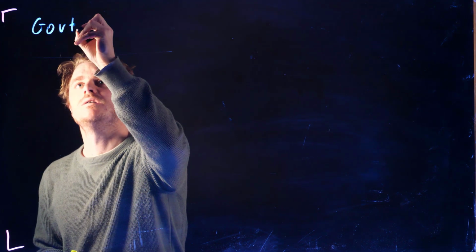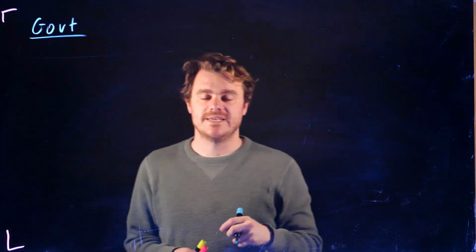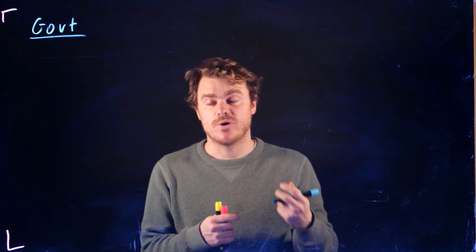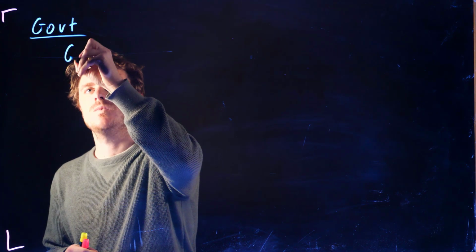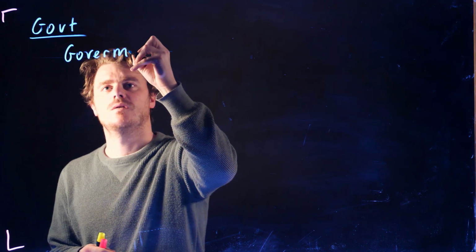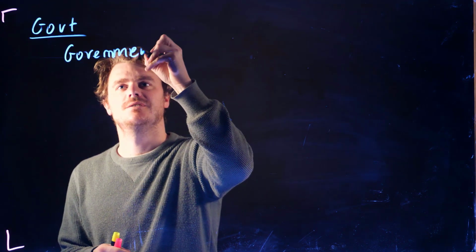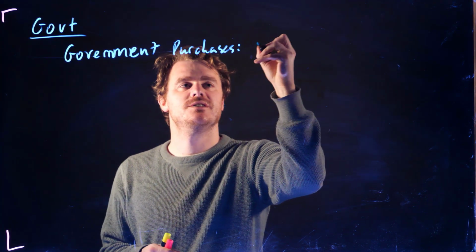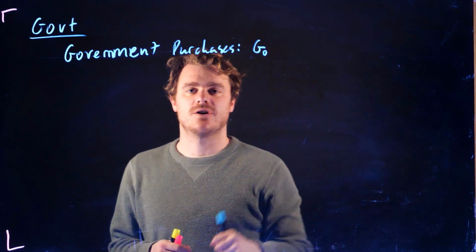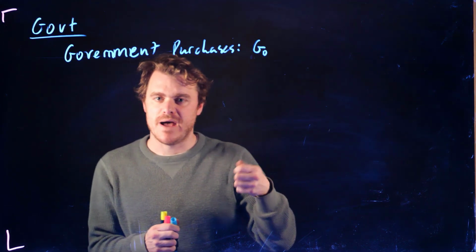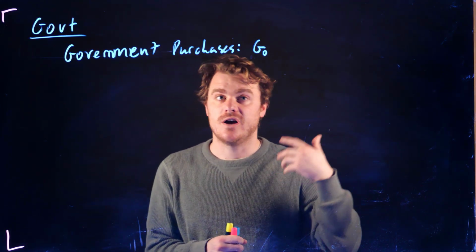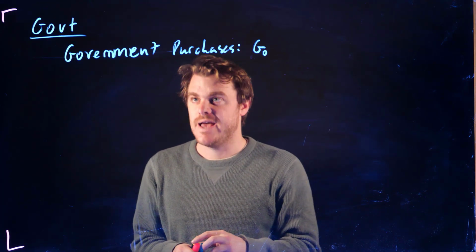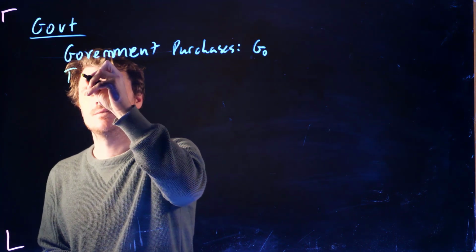So let's begin with the government. And how the government is entering this model is through government purchases, which we're just going to denote G0. So this is the amount of expenditure the government makes on goods and services, as well as taxes.